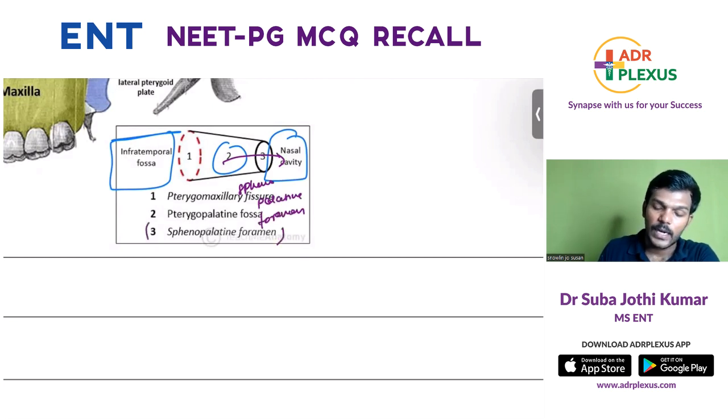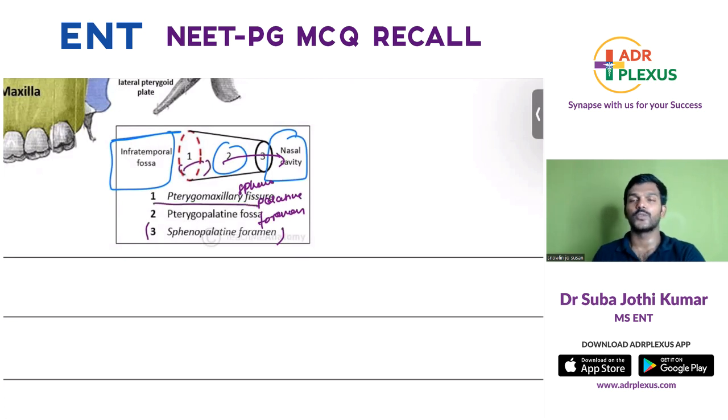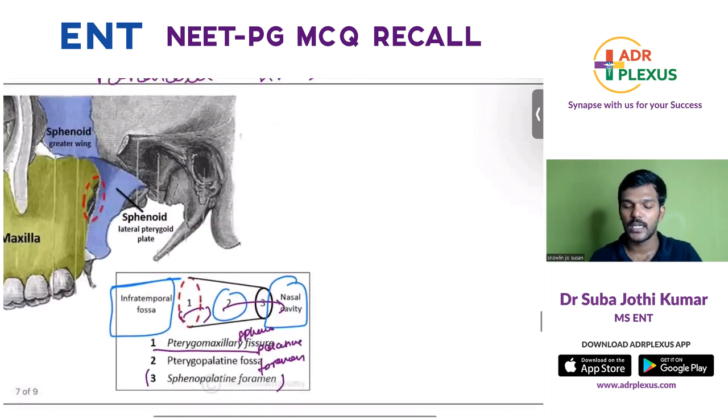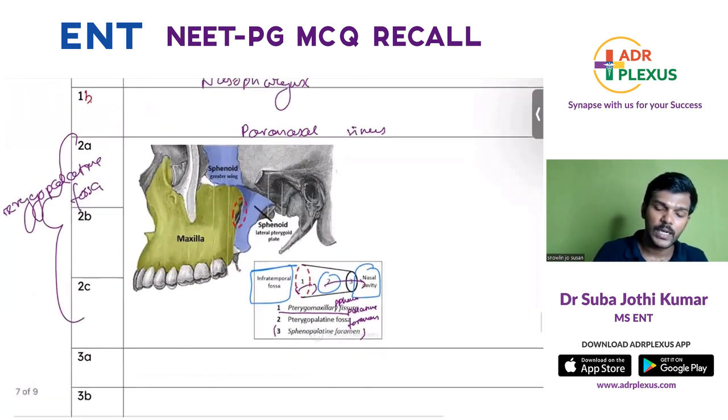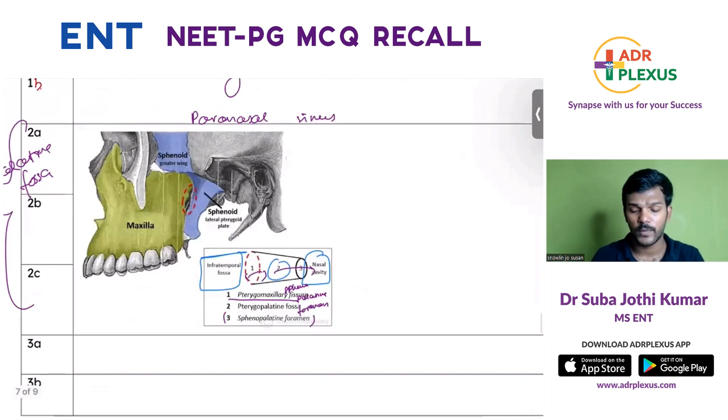It is connecting with the infratemporal fossa through the pterygomaxillary fissure. So this is the pterygopalatine fossa. Medially, it is connecting with the nasal cavity with the help of the sphenopalatine foramen. Laterally, it is connecting with the infratemporal fossa with the pterygomaxillary fissure. So this is the important surgical anatomy of this pterygopalatine fossa.